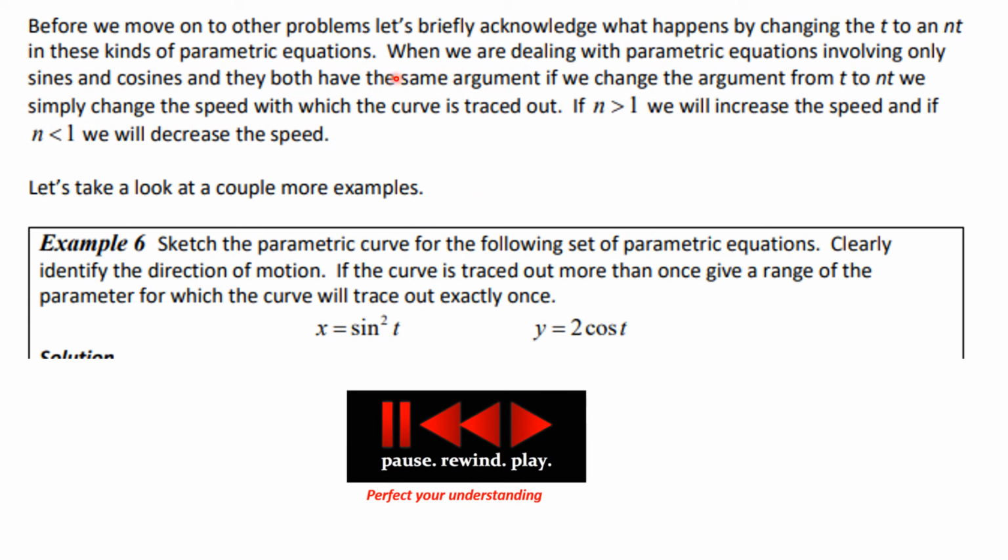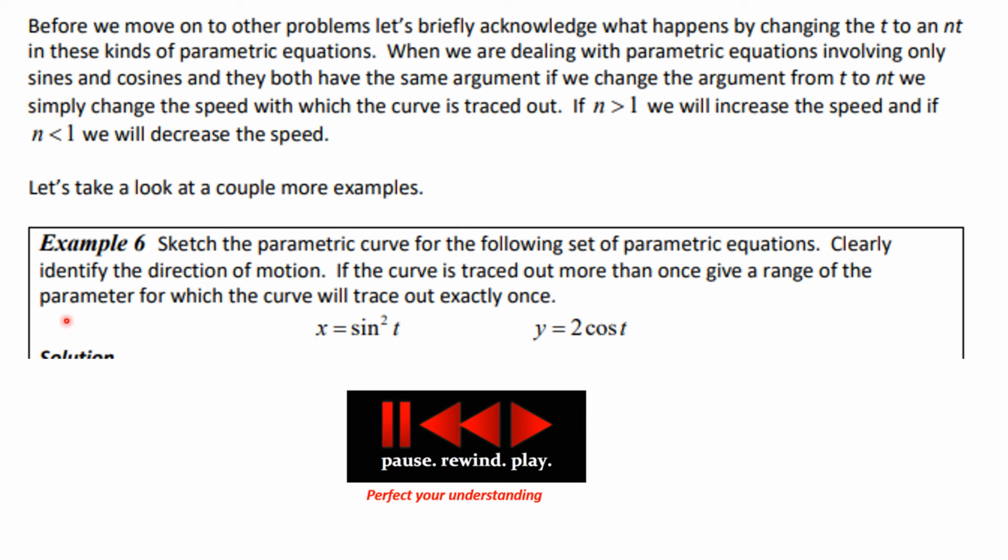Now, let's generalize that. If we're dealing with a parametric equation that involves sines and cosines, and we're having multiples, the argument changes from t to nt. If n is bigger than 1, you increase the speed. It goes faster. And if n is less than 1, you decrease the speed.